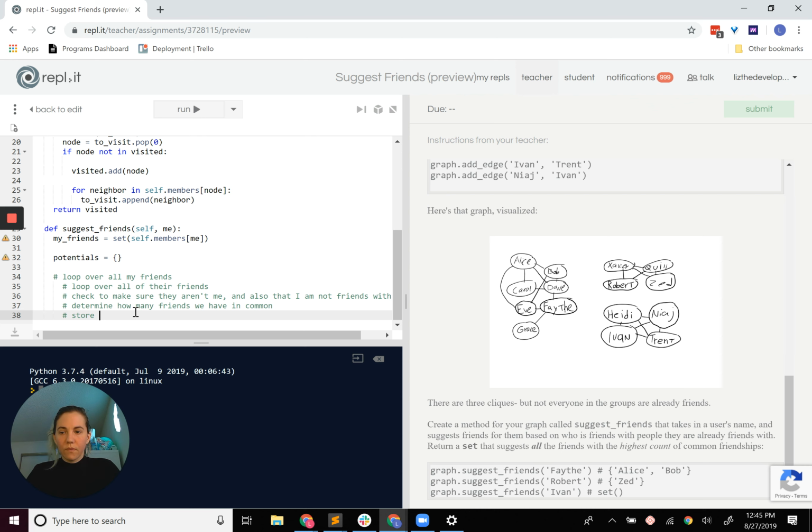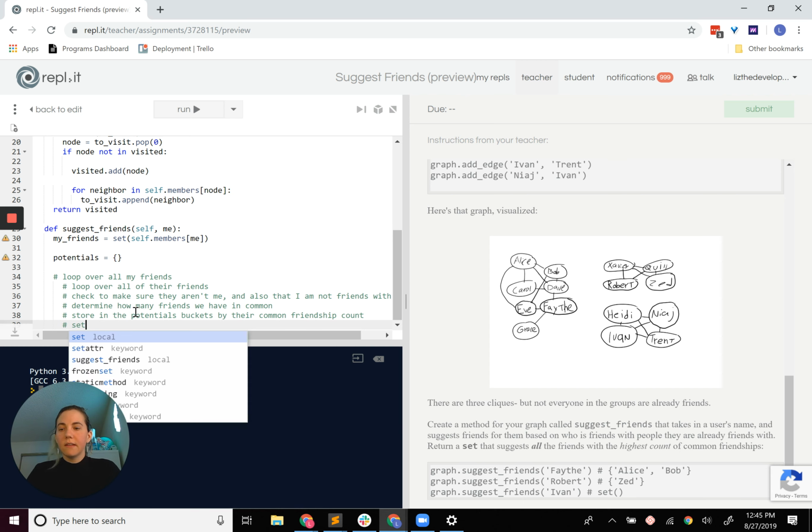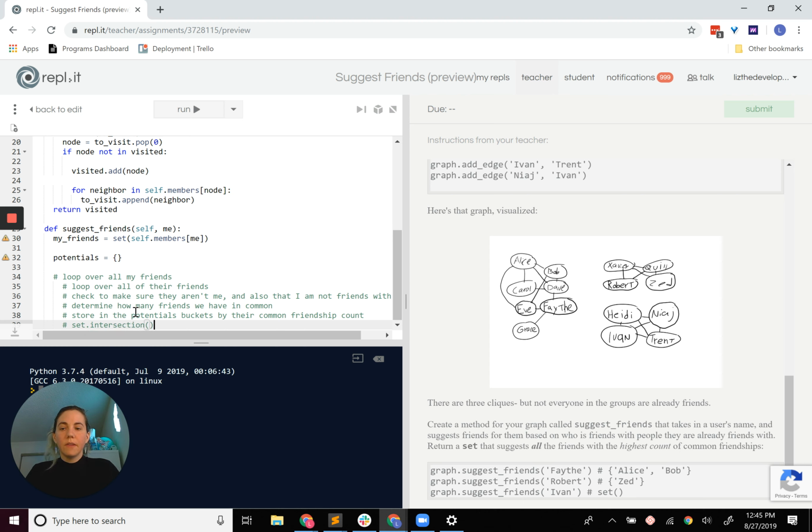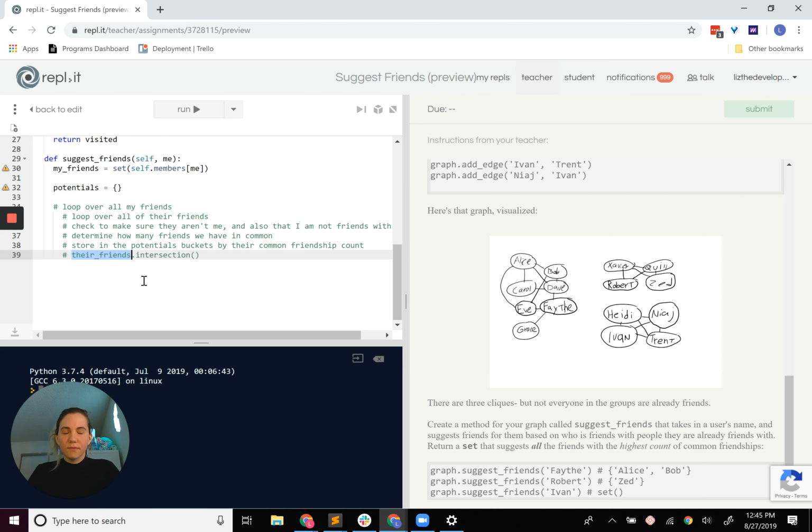Store in the potentials buckets by their common friendship count. I highly recommend you look into using a set intersection here, because essentially, if you use a set of their friends, if we look at a potential friend's friends, and we use the intersection with my friends, then we can easily get that count. So this is a line of Python that you might use. Potential friends, the intersection of that and my friends, that'll get you that count.